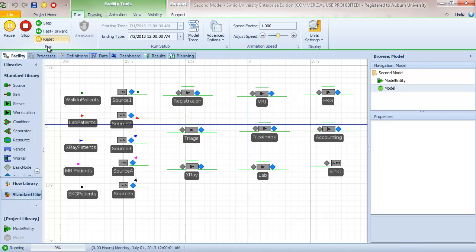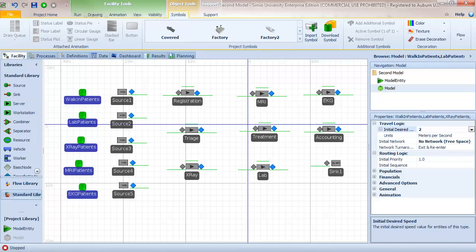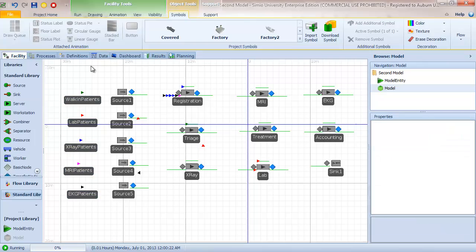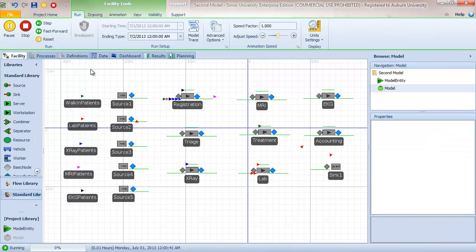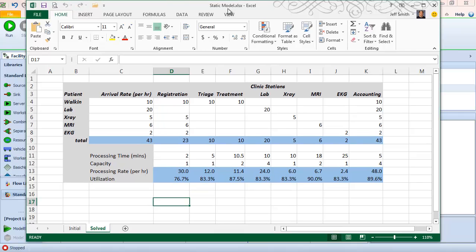The first thing that I want to do is to speed the entities back up. Recall that we slowed them down a little bit just so that we could discuss entities moving through free space. So let's put them back to their default speed of 2 meters per second. Now when we hit run, we can see that the entities are moving much faster through the model.